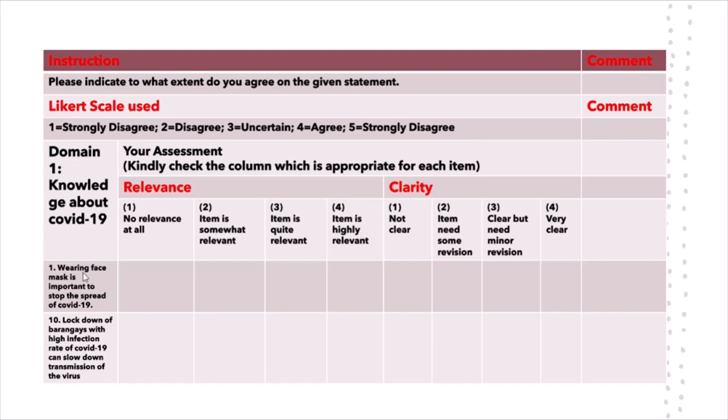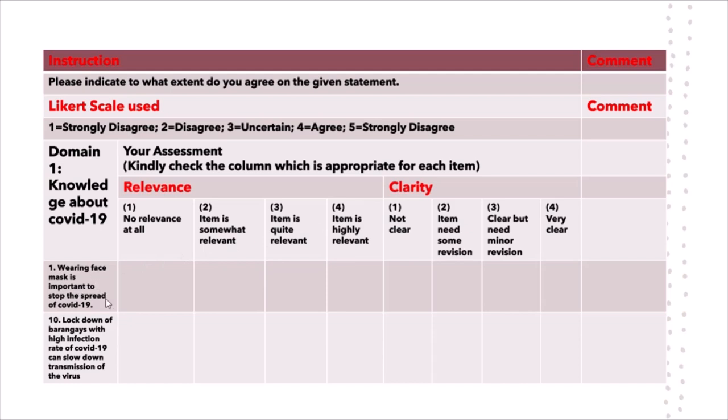And then under this column, you write all your items. So if you have 30 items, you write all your 30 items. So for this example, I only write number 1 and number 10, assuming that there are 10 items. And then your assessment, kindly check the column which is appropriate for each item. So relevance, we have 1, 2, 3, 4. Clarity, we have also 1, 2, 3, 4. Your expert will identify the degree of relevance and clarity of every item of your questionnaire.